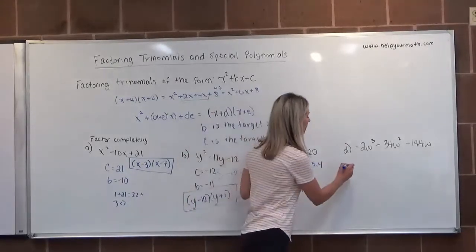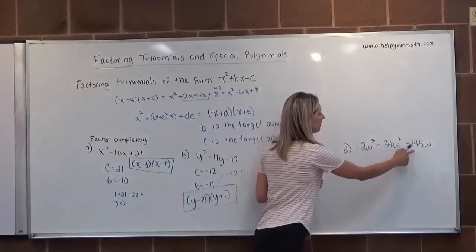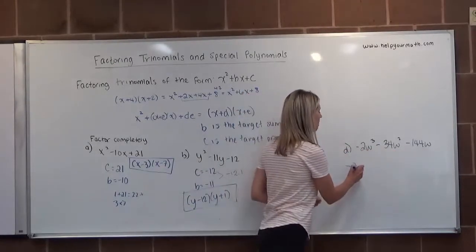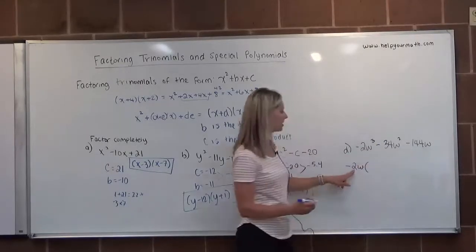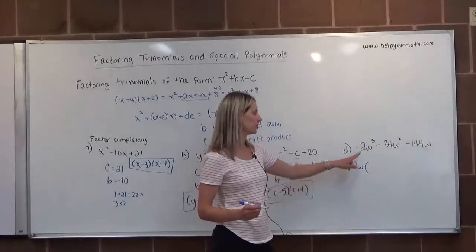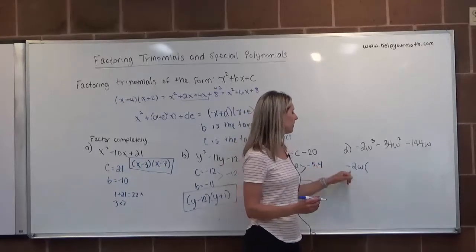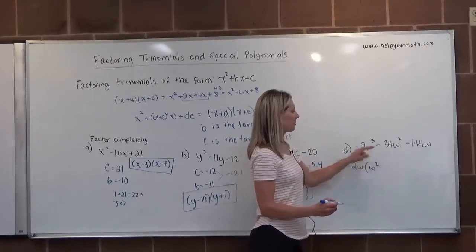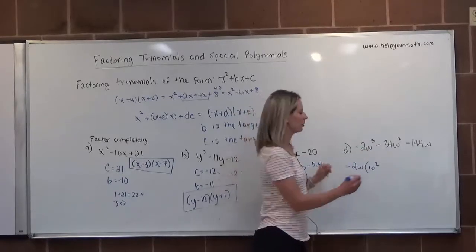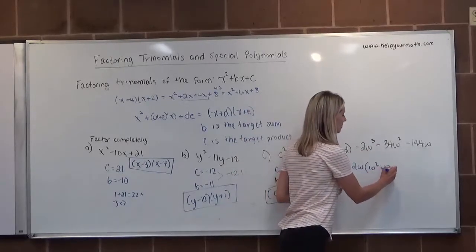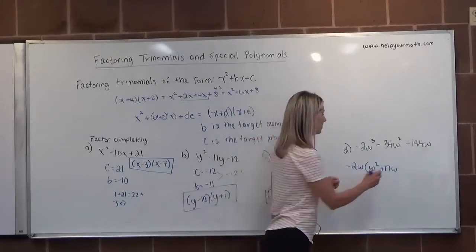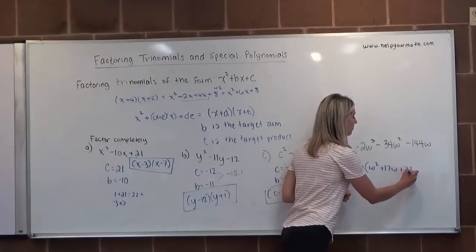So we're going to factor out negative, and then these are all even, so they're all divisible by 2. W cubed, w squared, and w will all have a w in common. And now we're going to divide negative 2w into all three terms. Negative 2w cubed divided by negative 2w will be w squared. Negative 34w squared divided by negative 2w will be positive 17w. Negative 144w divided by negative 2w will be positive 72.